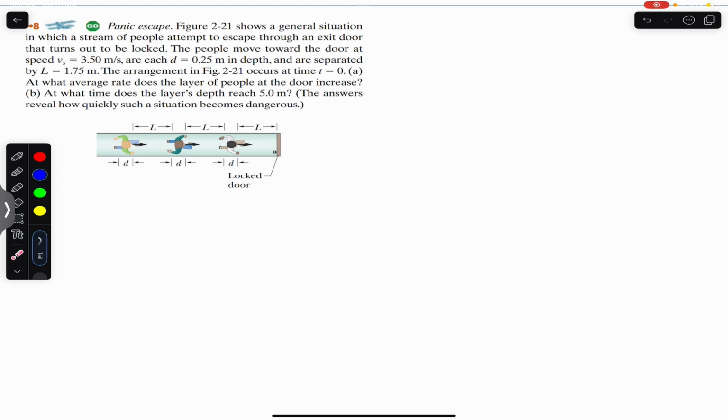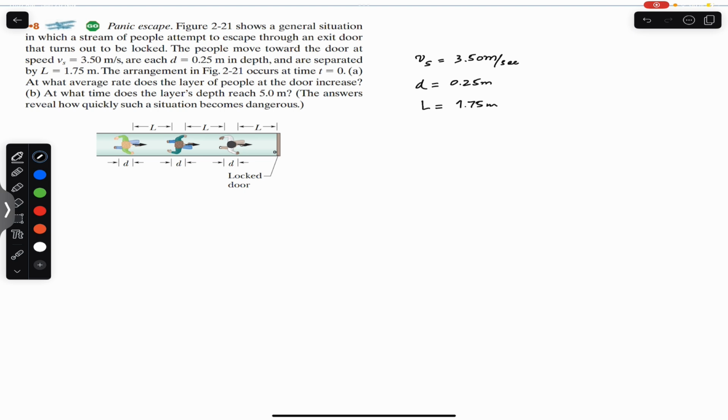So in the first part, first of all, we are given the speed of the bodies, the speed of the humans that are approaching towards the door. So we are given Vs, which is 3.50 meter per second. And then the depth of each human being, the depth of each body, is 0.25 meter. And the distance between each body is represented by L, and that is 1.75 meter. So this is the distance L and the depth of each body. All this information is given, and in the first part we are required to find the rate.